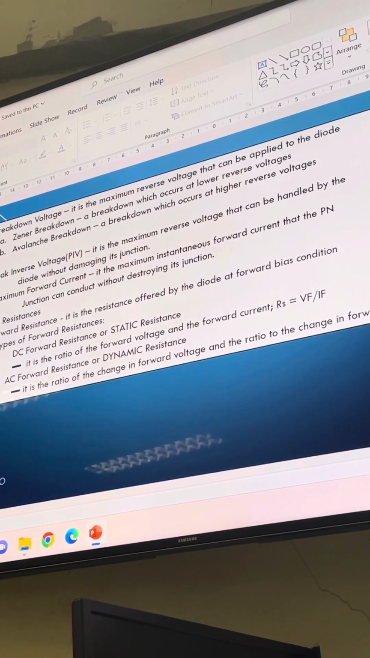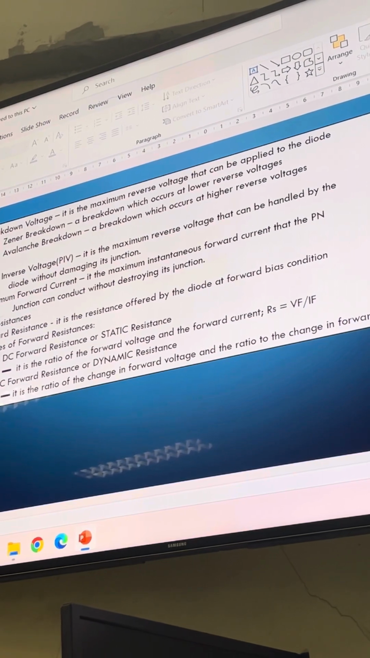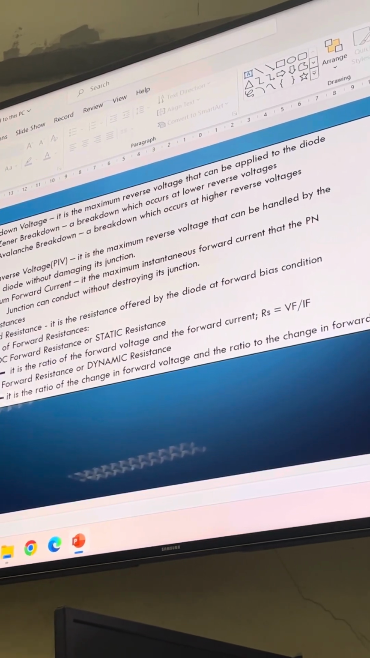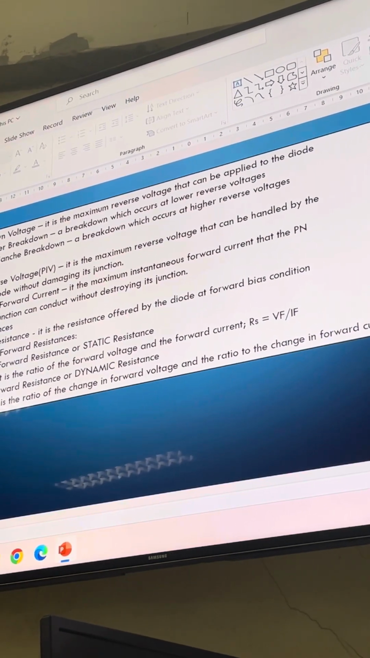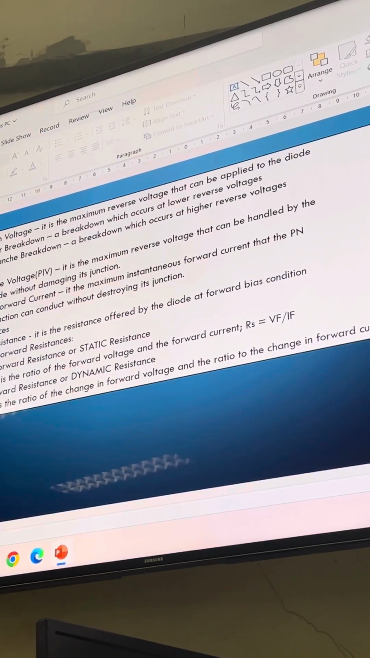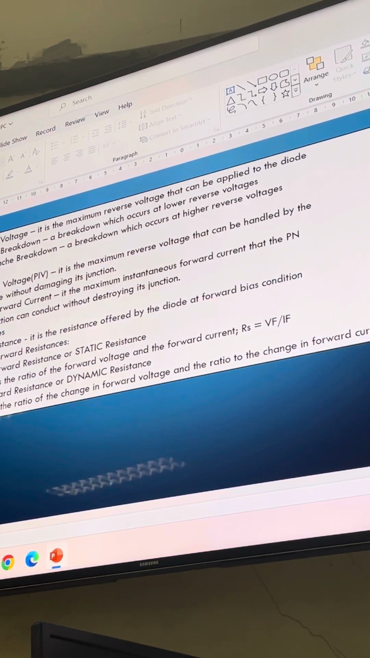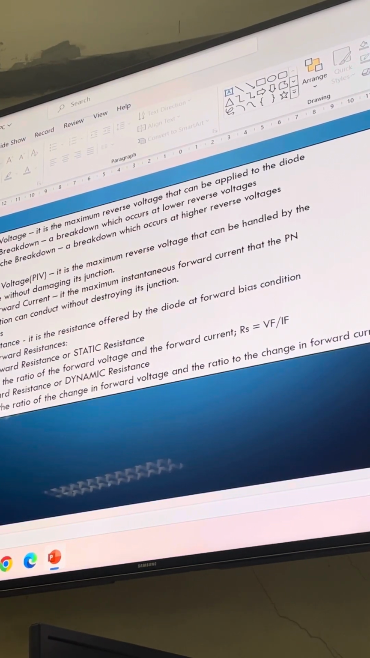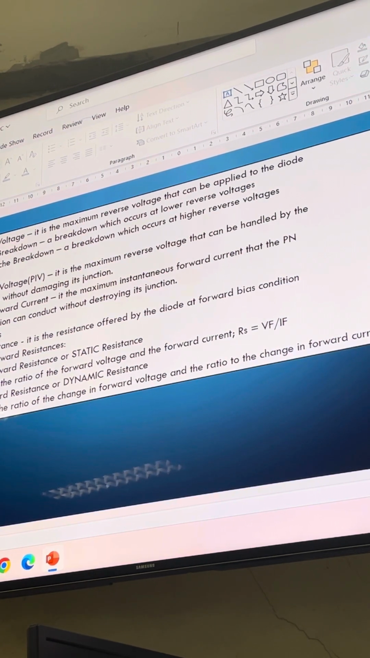Another one, we have the AC forward resistance or the dynamic resistance. It is the ratio of the change of our forward voltage to the change in our forward current. That's RD.